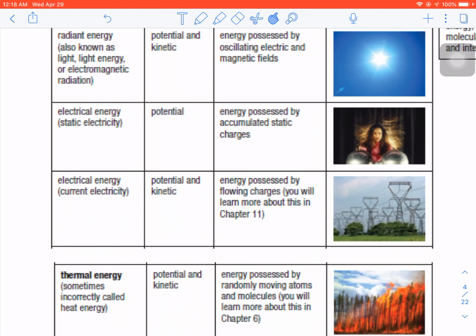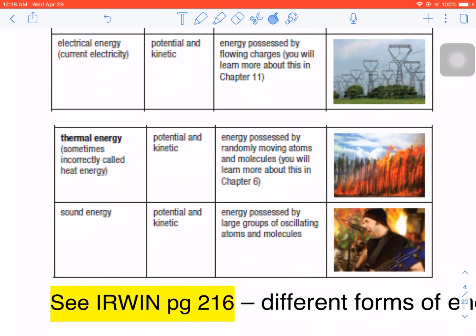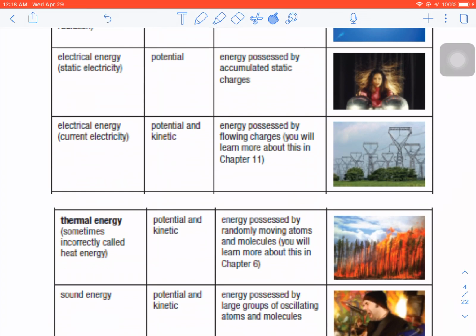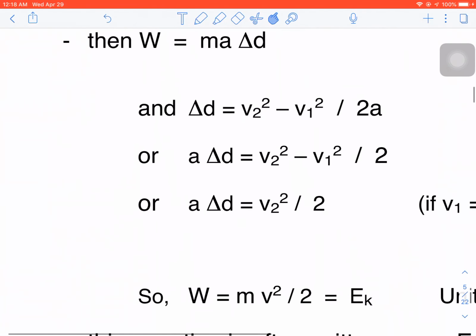There's electrical energy, and there's different kinds of electrical energy. There's static electric energy, and there is current electrical energy, and we'll talk about both of those in our next unit. There's thermal energy, which is our next chapter. There is sound energy, and again, all these things have the ability to do different things. And remember, one of the things we know about energy is different forms of energy can be interconverted.